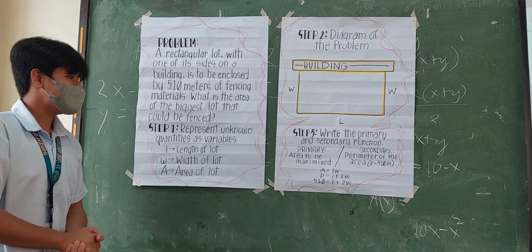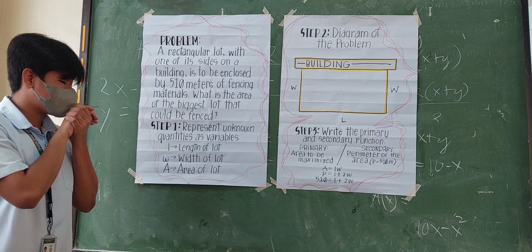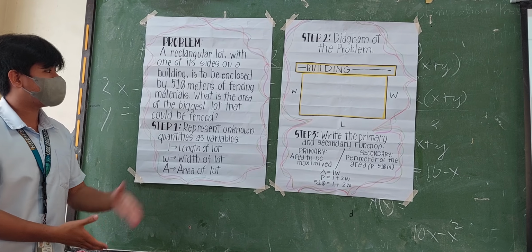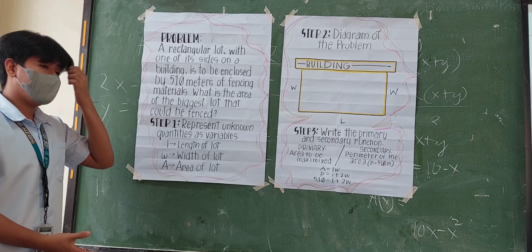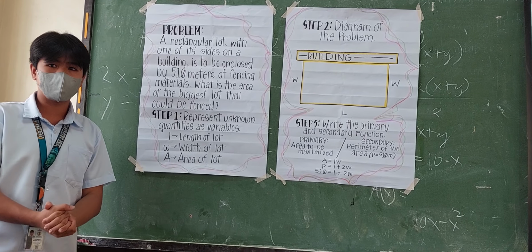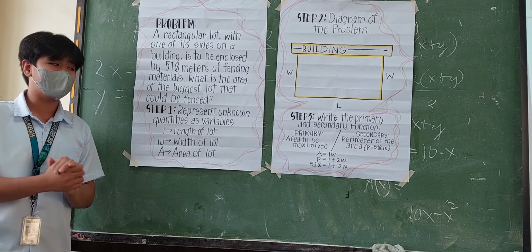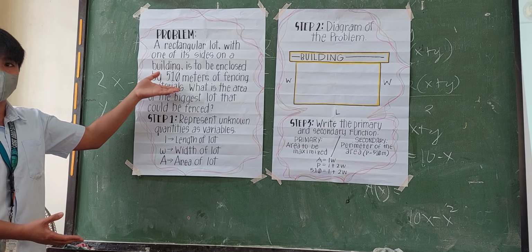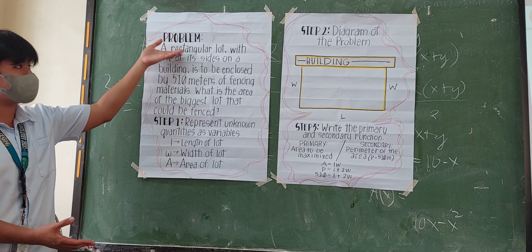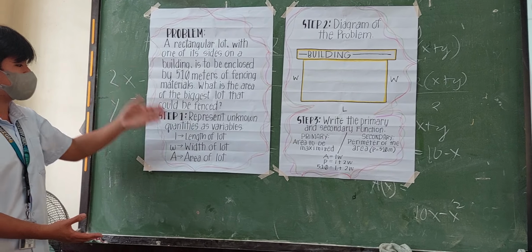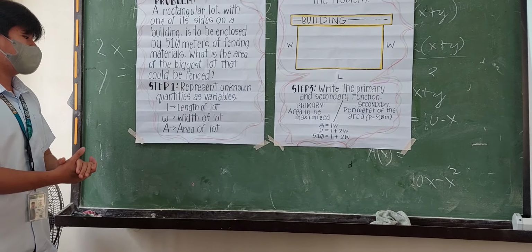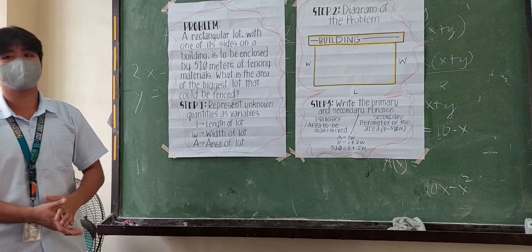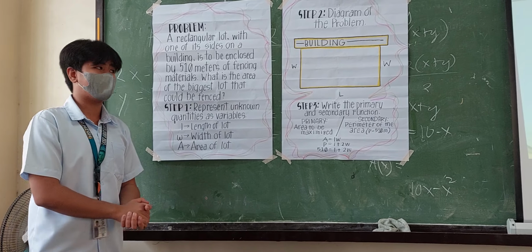So, step 1, represent unknown quantities as variables. For our given, we have 510 meters and one of its sides on a building. Since we have a rectangle here, we can represent L as the length of the lot, W as the width of the lot, and A as the area of the lot. And now, proceeding to step 2.